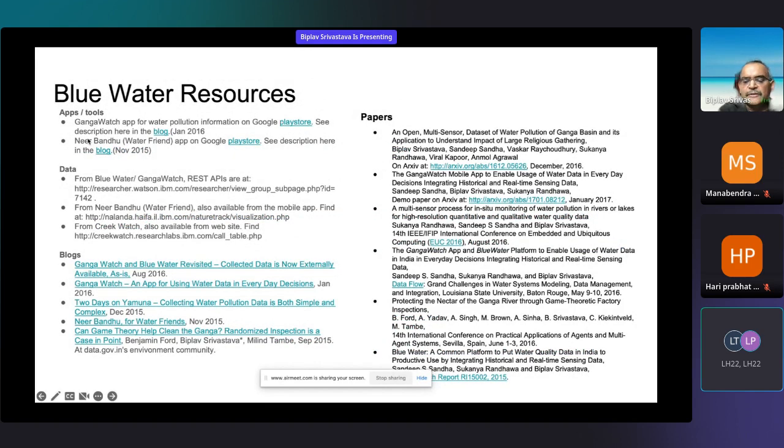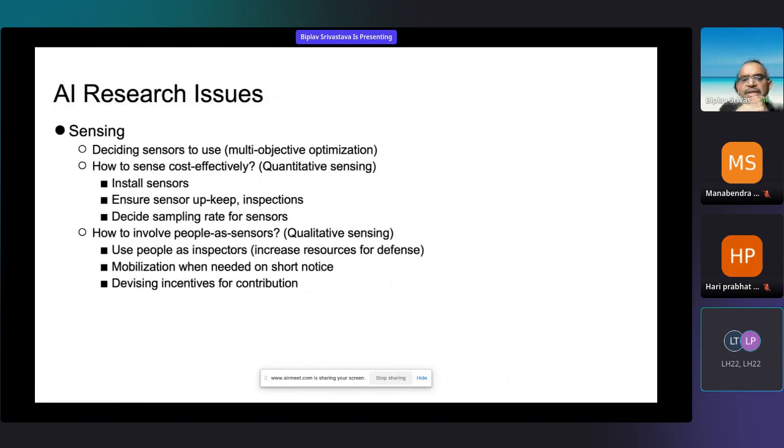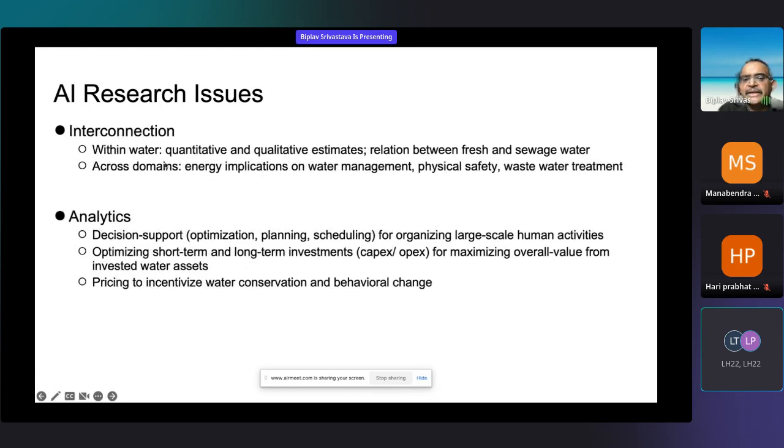And I would like to end by talking about a couple of slides about AI research issues. One of them is on sensing, which is about deciding which sensors to use, how to sense cost effectively, and how to involve people as sensors, which is what the crowdsourcing work was about. Then interconnection: when you have data from multiple sources, how do you combine them, and can you use it across different domains? Then last but not least is analytics. How do you make all of this available to people in a decision support setup, like a chatbot? And how do you price to incentivize water conservation and behavior change of people? That is what you need towards the end.